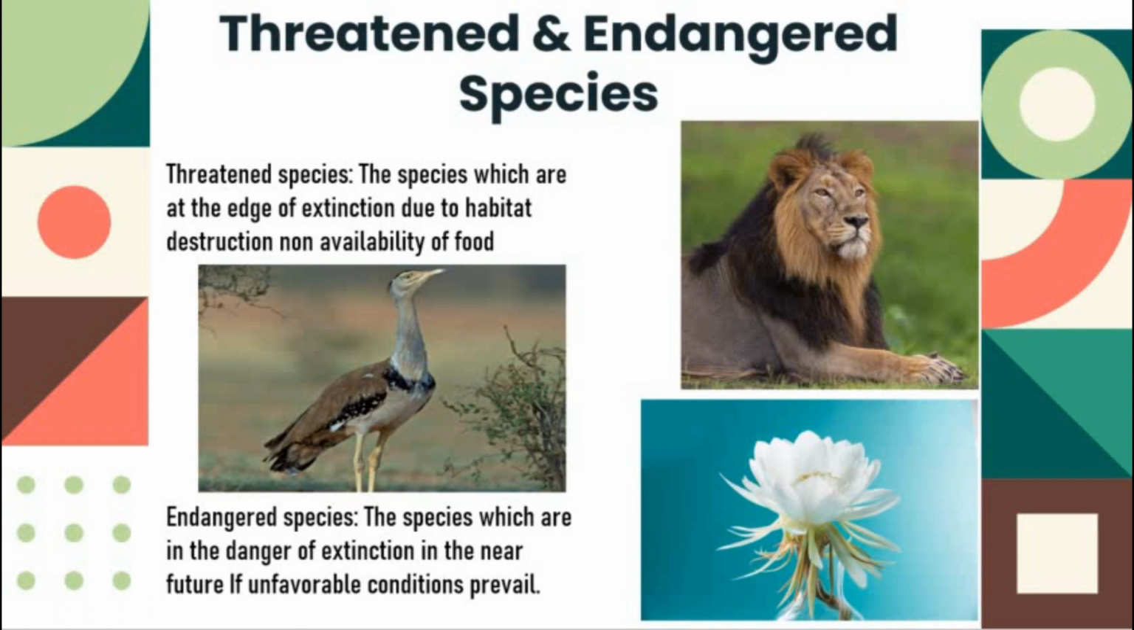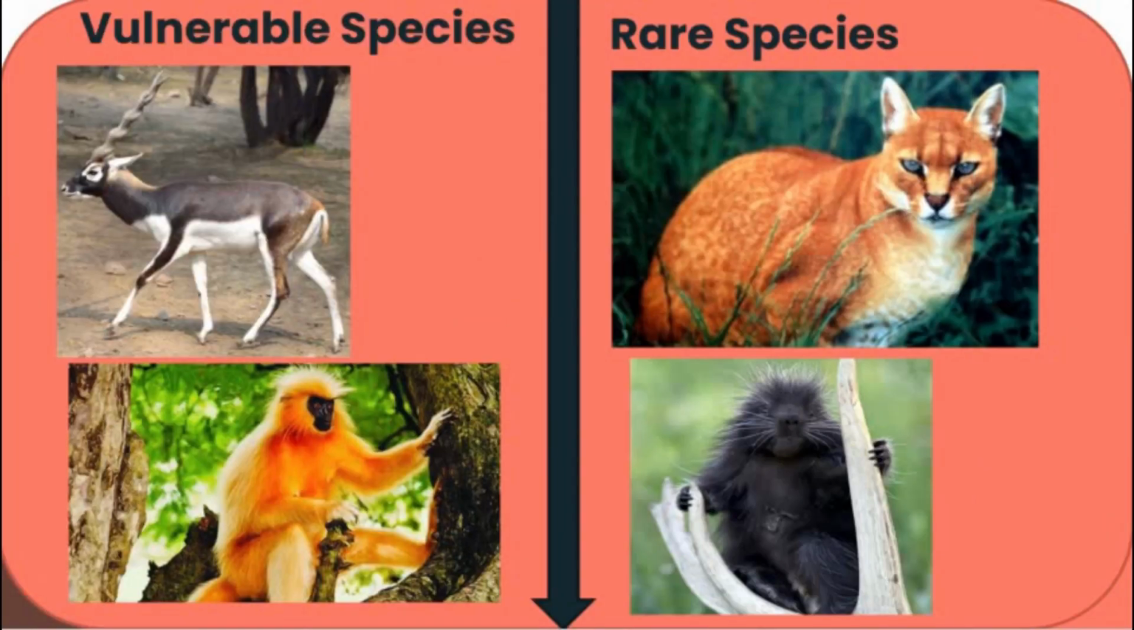Endangered species. These are species which are in danger of extinction in the near future. If the unfavorable factors for these are allowed to continue, they would become extinct. For example, Asiatic lion, Himalayan brown bear, Kashmiri stag, blue whale, Great Indian bustard. Vulnerable species. These are the species which are likely to become endangered in the presence of causative factors. Example, black buck, golden langur, chinkara deer, etc.